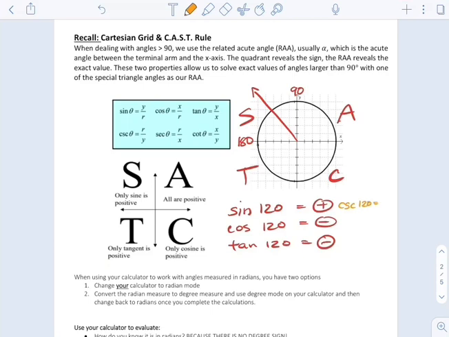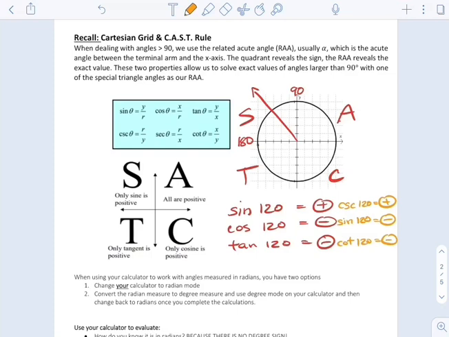Well, cosecant, although it starts with a C, it's the reciprocal of sine. So if sine is positive, the reciprocal, if I flipped it, will still be positive. Secant is the reciprocal of cosine. So if cosine is negative and I flip that fraction, it's still going to be negative. And same with cotangent. If I flip that original, it's going to be negative.